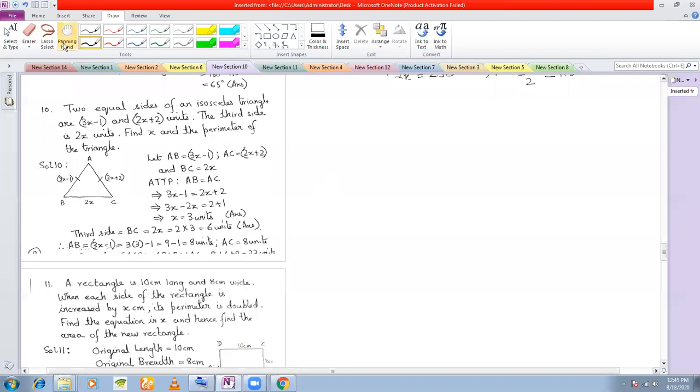Okay, so let me draw a triangle first. Let's say this is our triangle. You have A, B, and C. Suppose these two sides are equal. What are the lengths of the equal sides given? See, two equal sides of an isosceles triangle are 3x minus 1 and 2x plus 2. Let us take this as 3x minus 1, and the other as 2x plus 2.